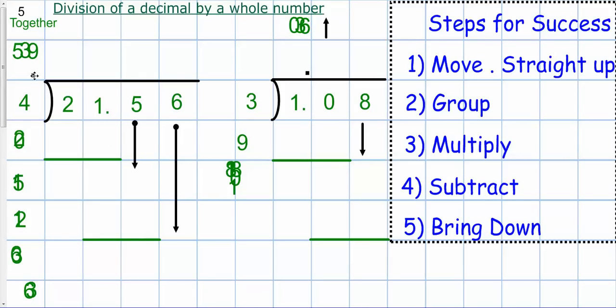Okay, again, got to move my decimal point straight up. You'll notice that I've set everything up for you already. Move the decimal point straight up. So how many groups of 4 fit into 21? That's right, 5. 5 times 4 is 20. I subtract, and I get 1. And then I bring down the 5. How many groups of 4 fit into 15? 3. 3 times 4 is 12.